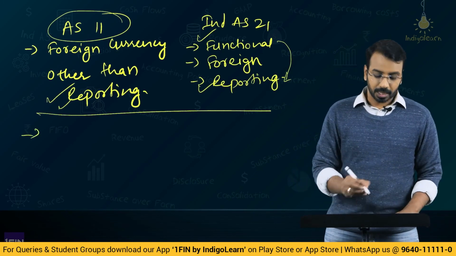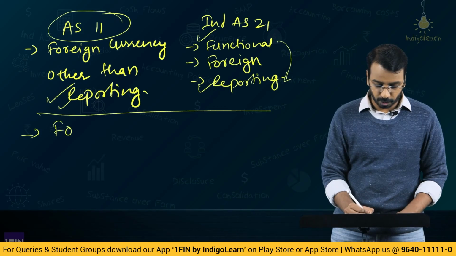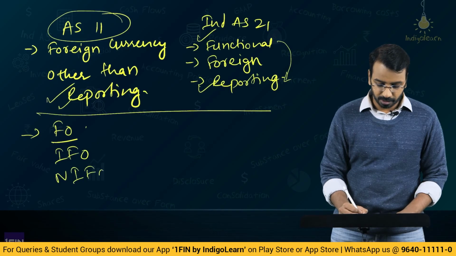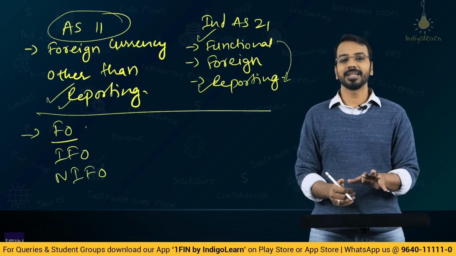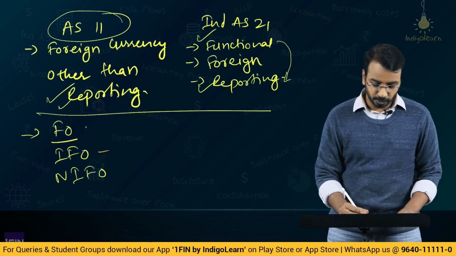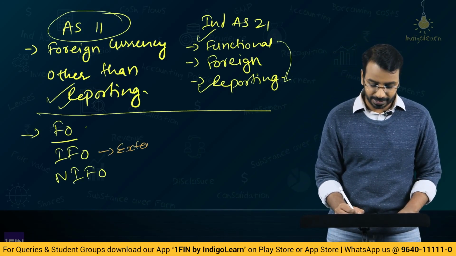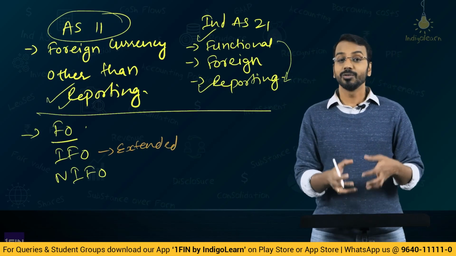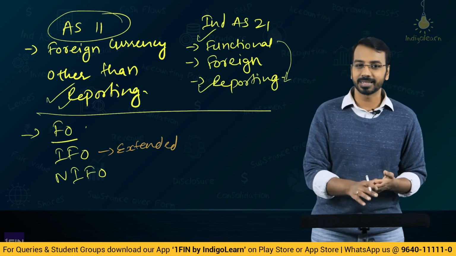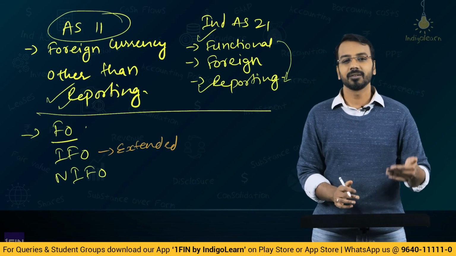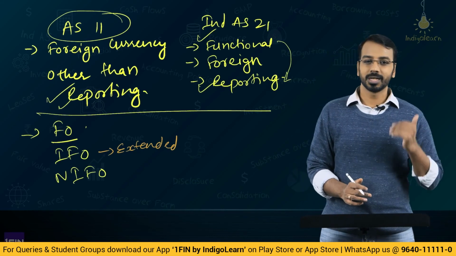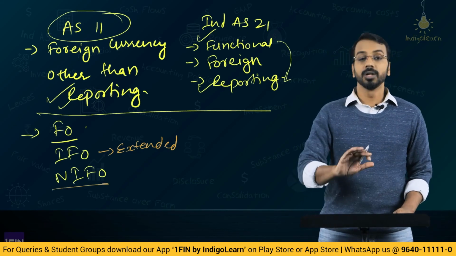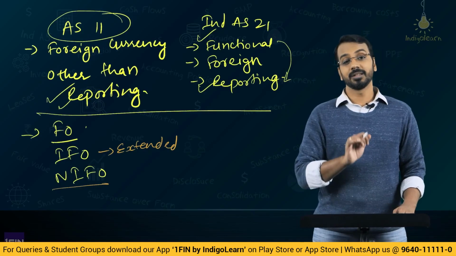Then under AS 11, whenever we have foreign operations, we have the concept of integral foreign operation and non-integral foreign operation. Okay. And for each of these operations, the translation principles are different. For an integral foreign operation, it is like an extended entity. So, you will translate the transactions or the financial statements of the integral foreign operation thinking that the enterprise itself has entered into those transactions. Whereas, for NIFO, there is a separate approach to translate the financial statements.